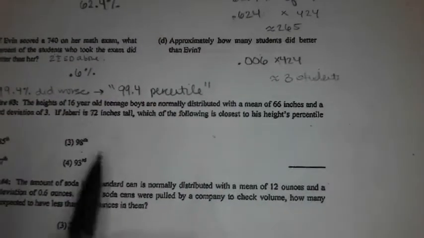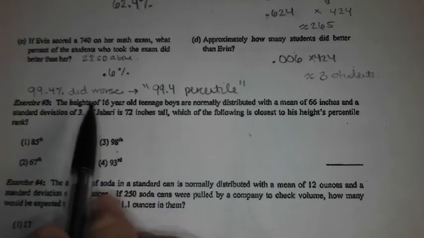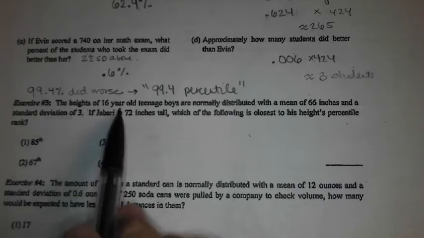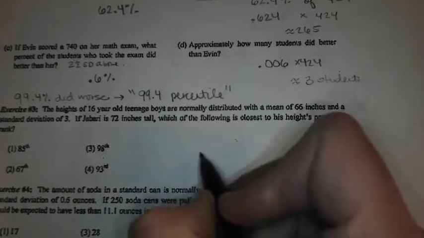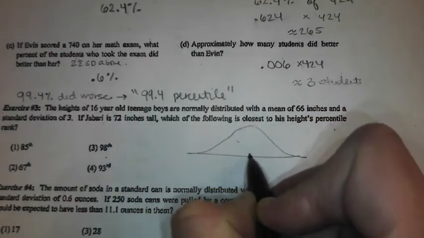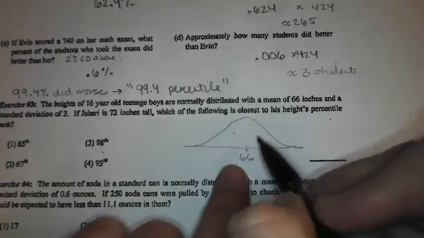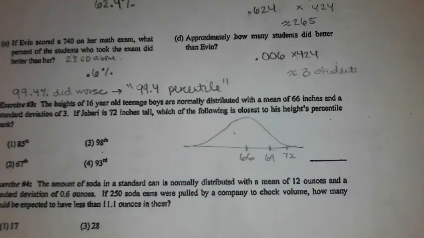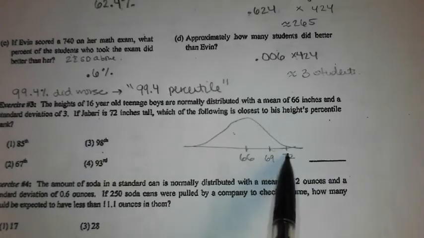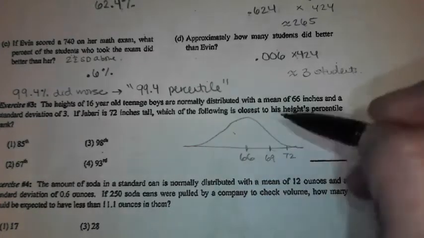So the heights of 16-year-old teenage boys are normally distributed. Again, that's 16. You got to look for information and numbers that don't do anything for you. That's just telling you the age of the kids that were surveyed. Are normally distributed with a mean of 66. So let's draw that. 66 right in the middle. And a standard deviation of 3. So 1 standard deviation above is 69. 2 standard deviations above is 72. And Jabari is 72 inches tall. So he's right at the 2nd standard deviation mark. Which of the following is closest to his percentile?